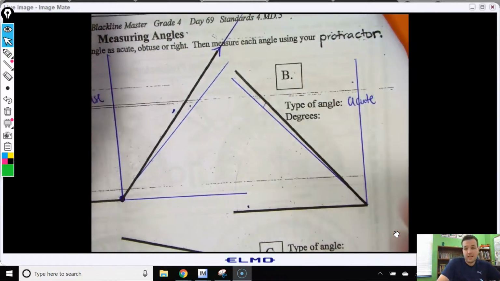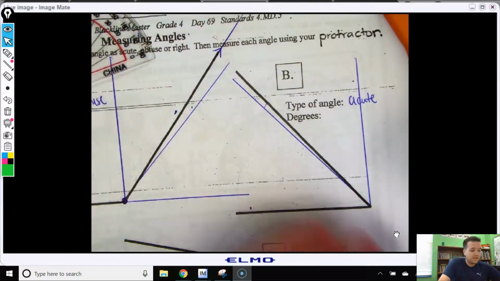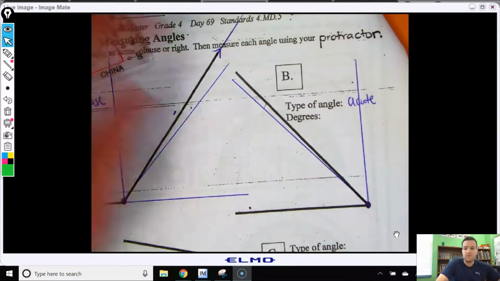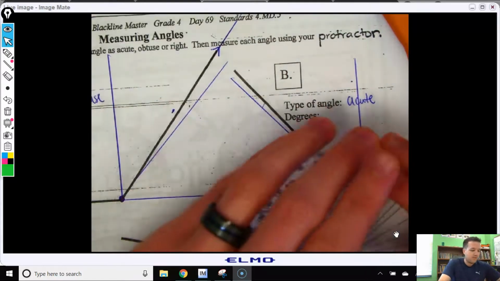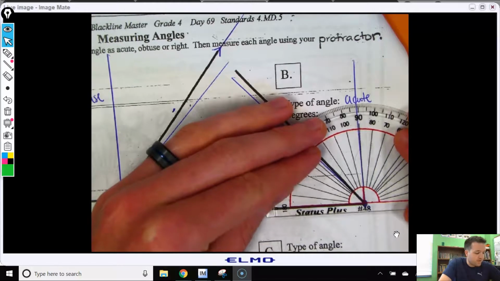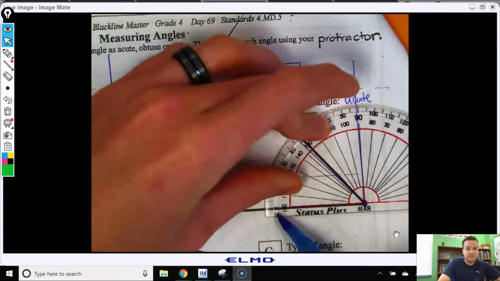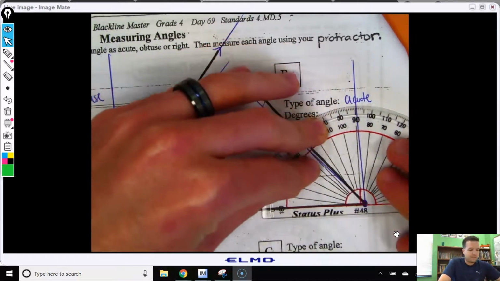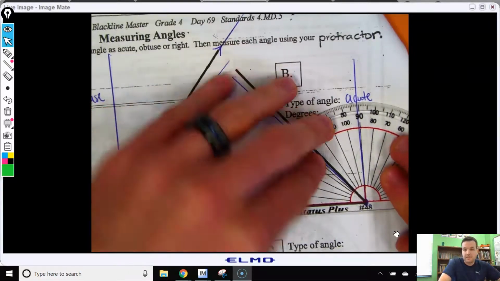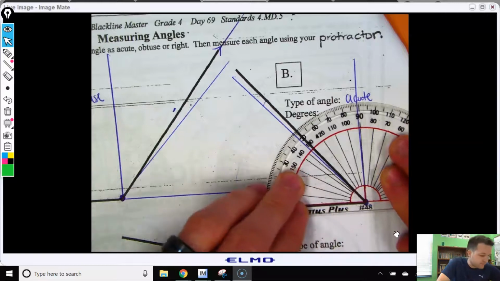So again, that's just an estimation. I could be totally wrong, but I'm going to go ahead and use my protractor to see how close I was. So here's my vertex. I'm going to put my center point on top of the vertex. Step 2 is to make sure the bottom ray goes in line with the 0. It does. Again, I'm making this look a little bit easier, or maybe I'm going a little fast. So you can always pause the video if I am going too quickly.